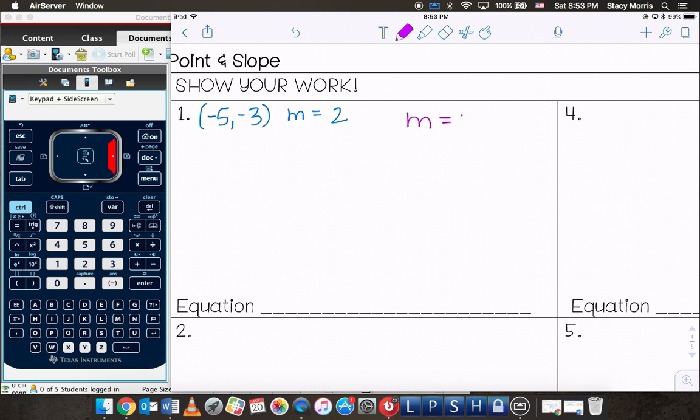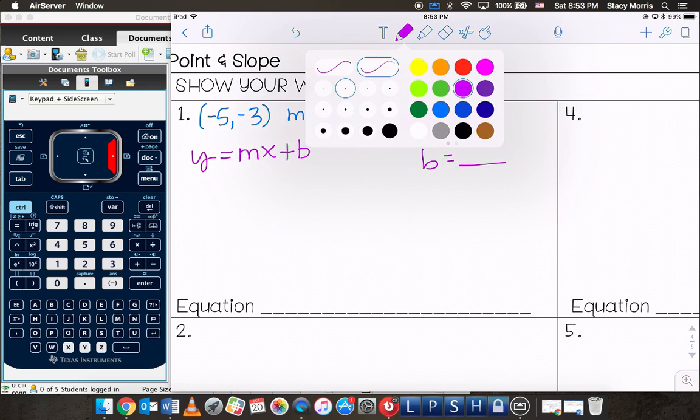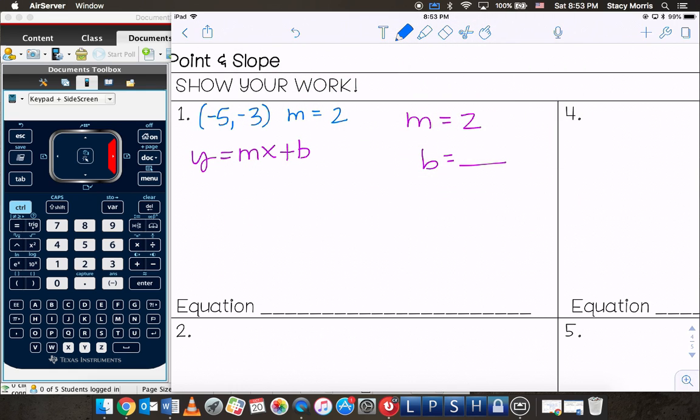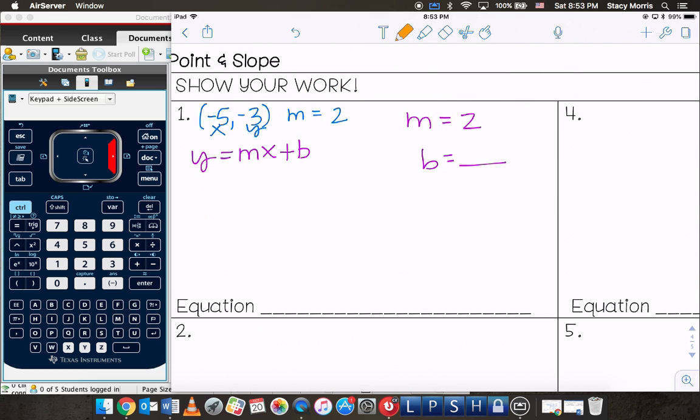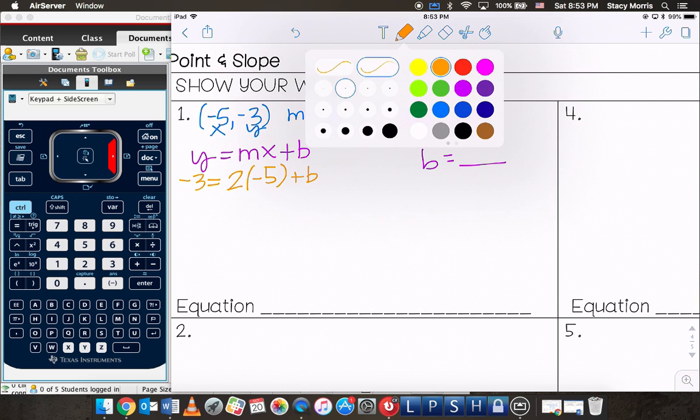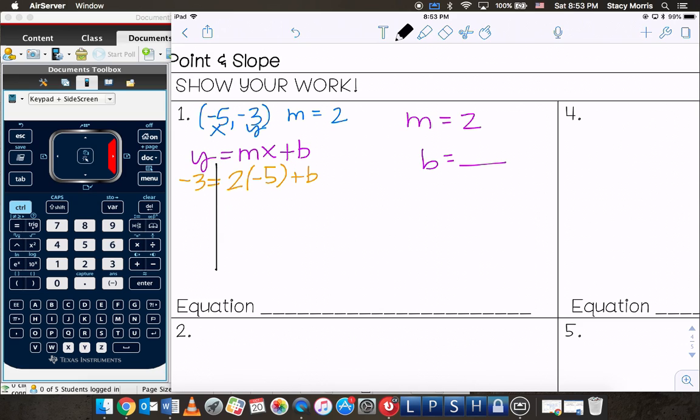We need our m, which we already have as 2. We also need a b. I don't know what b is. So remember last week we were plugging this into y equals mx plus b. To solve for b, I have to replace all the other variables. So this is my x, this is my y, and that's my m. I'm going to replace m, x, and y with those values. So my y is -3 equals m, which is 2, times x, which is -5, plus b. Now that I've replaced all those variables, all I have to do is solve this equation for b.